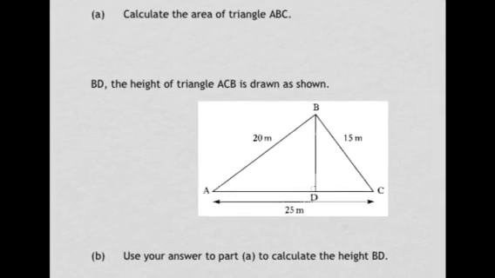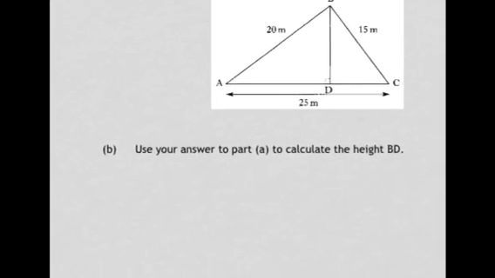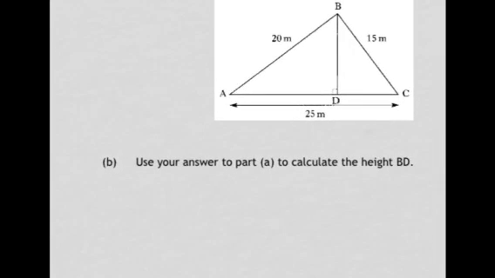And then part B says BD is the height of the triangle. Use your answer to part A to calculate the height of BD. This is now where you're going to use the original method, which is again area equals half base times height. Now remember, you know what that area is, you've worked it out from up there.